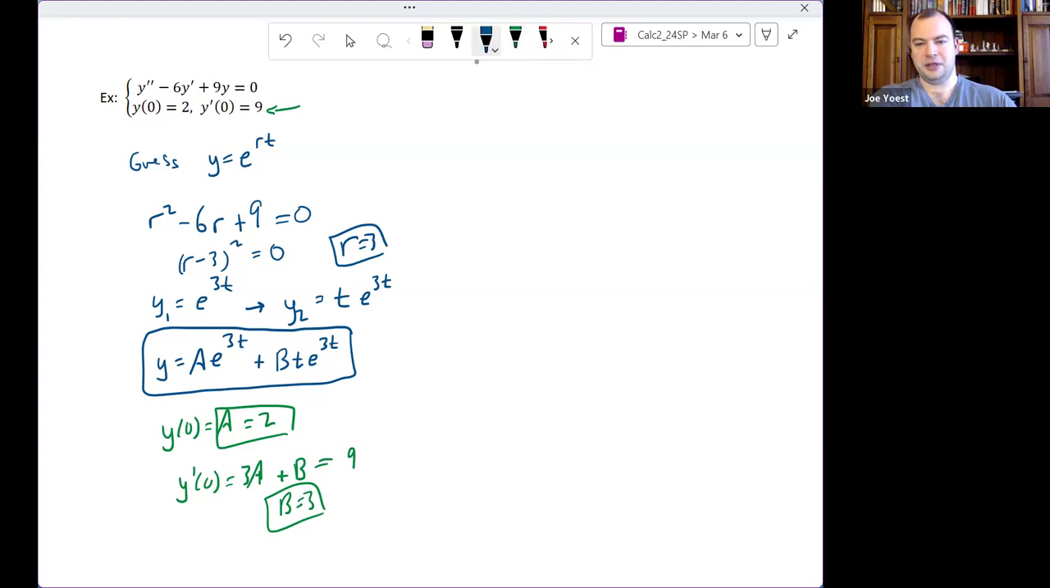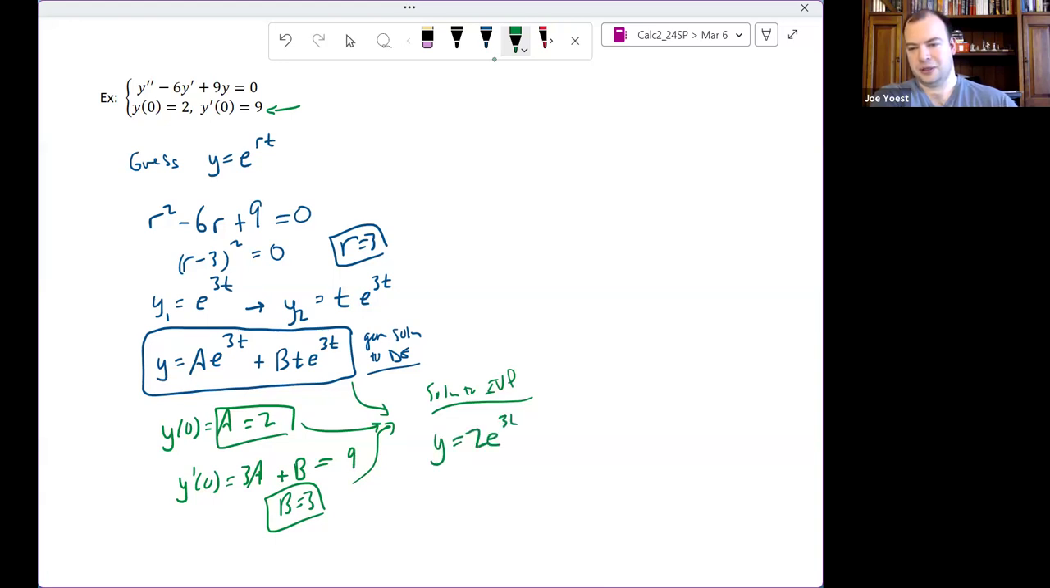So in blue here, we have the most general solution to the differential equation. This is the family of functions that satisfies the differential equation. Combining these three together gives me the solution to the initial value problem. y equals 2e to the 3t plus 3t e to the 3t. Or if you wanted to, I suppose you could factor out the e to the 3t. You could write it like that as well.